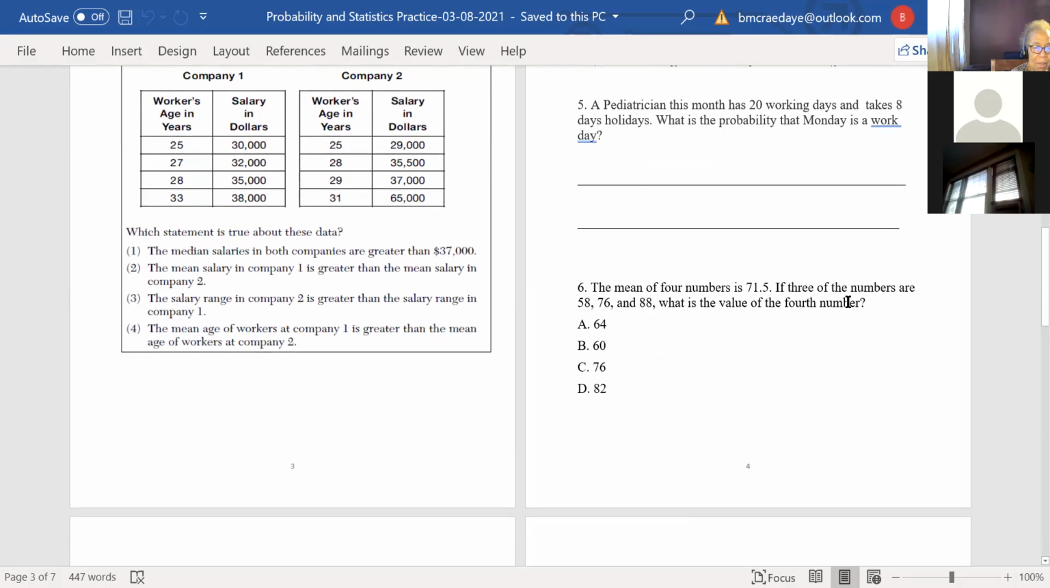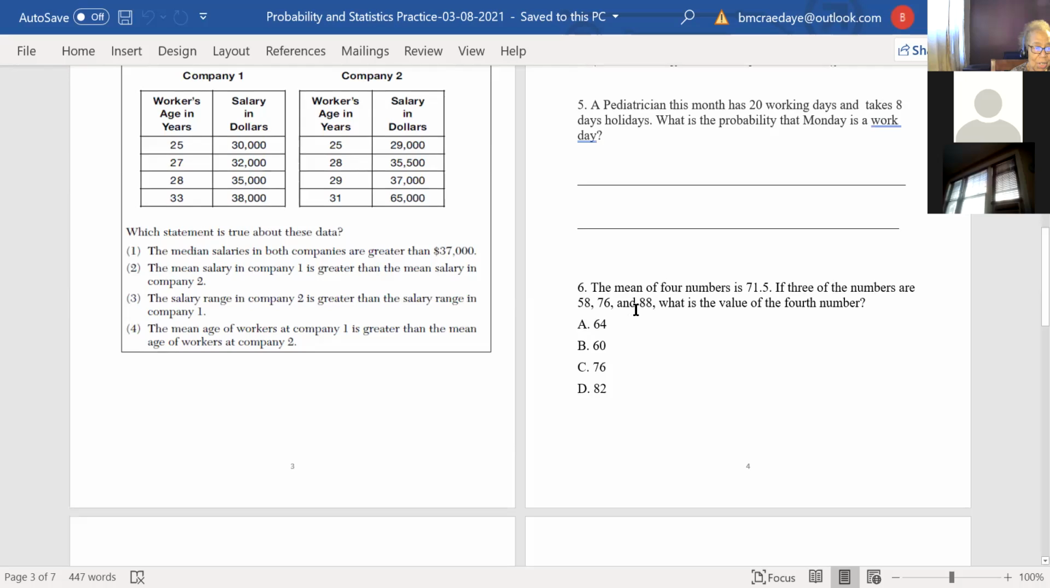Here's the mean. Three of the numbers are these numbers. What is the value of the fourth number? So if the mean is 71.5, then that total is going to be 4 times 71.5. So you have to get the difference between that total and this total when you add these up.